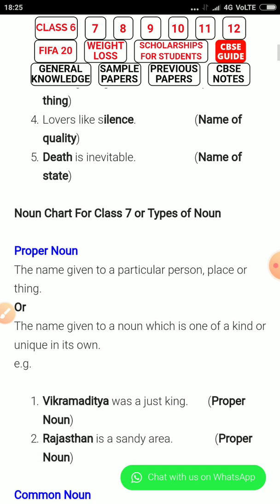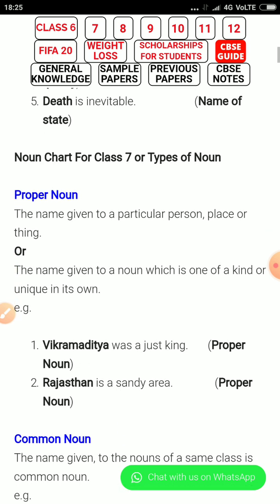Now we come to the proper noun example, much more clear. The name given to a particular person, place or thing is called a proper noun. The name given to a noun which is one of a kind or unique in its own way is called a proper noun. See, Vikramaditya was a just king. So Vikramaditya is a proper noun. Rajasthan is a sandy area. So Rajasthan is a proper noun.